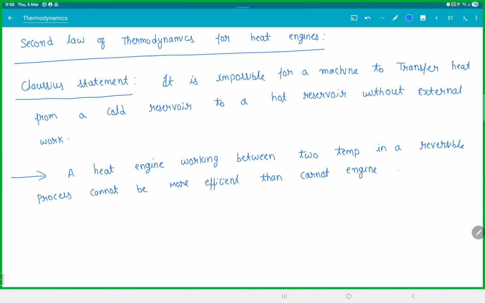More efficient than a Carnot engine working between the same two temperatures. So if the temperatures of the source and the sink are the same, and you have different engines, this person called Carnot figured out that the Carnot engine is the one with the maximum efficiency. We don't have the proof for that, so we'll not get into it. But that is the thing. A Carnot engine gives you the maximum efficiency.